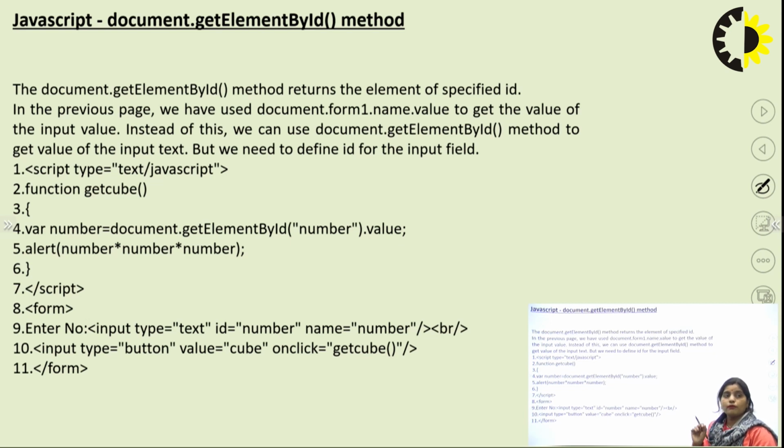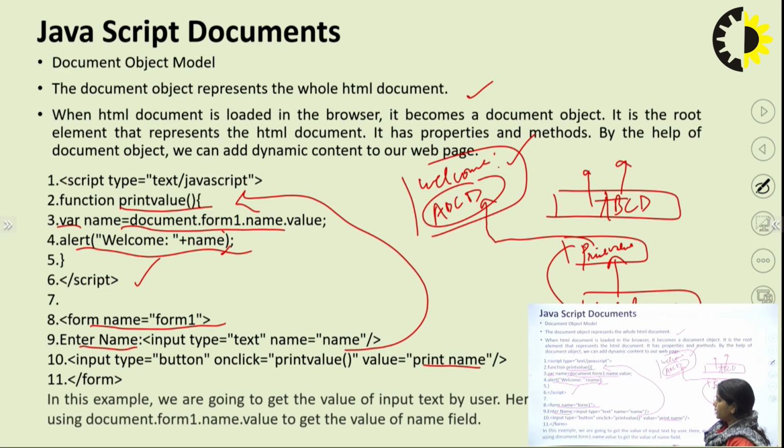In the previous example we used document.form1.name.value to get the value of that input, but instead of this we can also use the document.getElementById method to get the value of the input text. But we need to define an id for the input field also. In the previous example we had only provided the input type text and the name. We had not given an id for that particular text control.